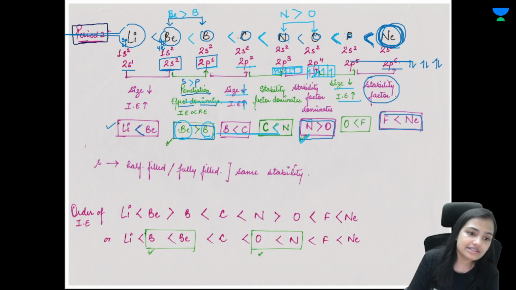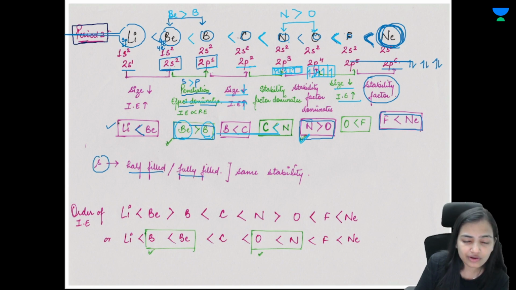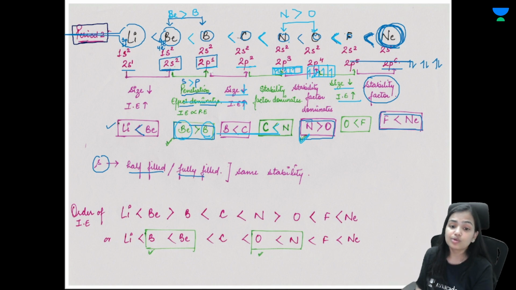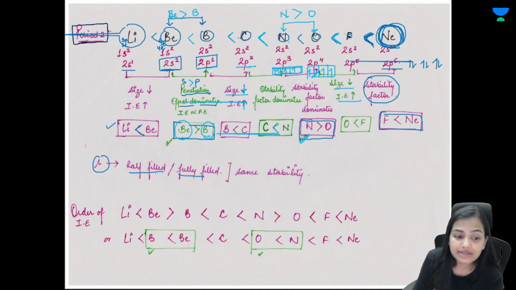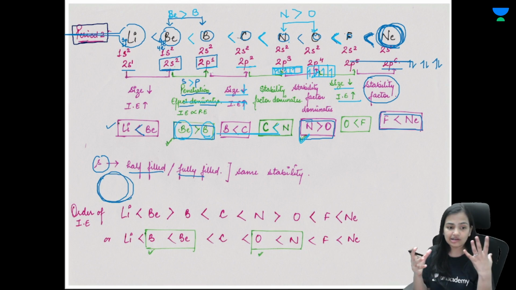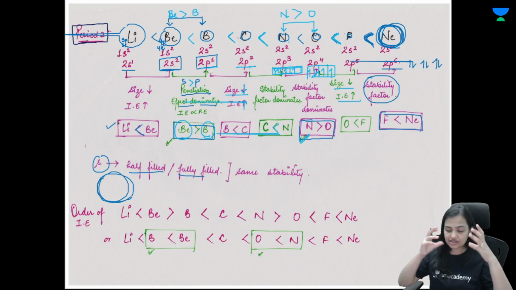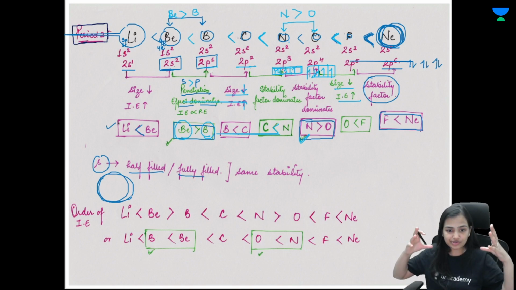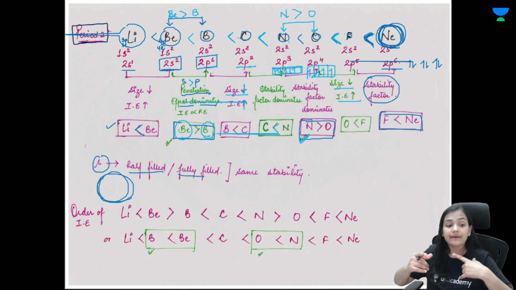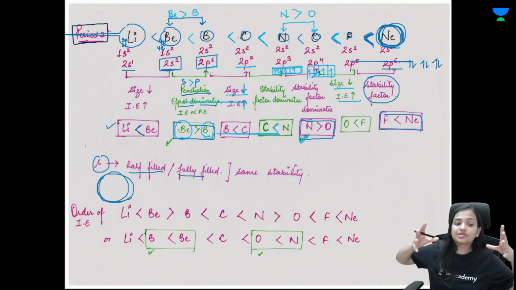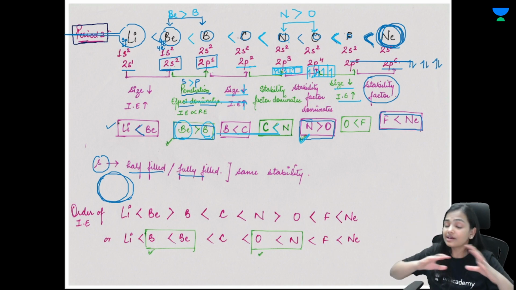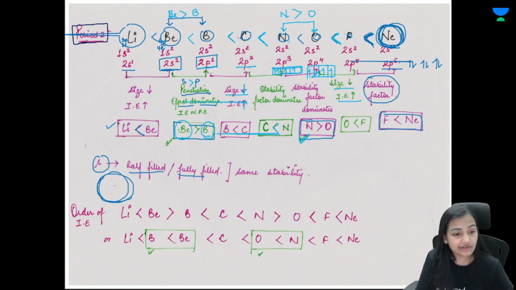Guys, if you would ask, ma'am, in the case of the s orbital, do we have the half filled or fully filled concept? No guys, s orbitals are basically spherical in shape. Spherical means a sphere, just like a ball. Just as in a ball the gas is equally distributed throughout, in a similar way the electrons are thoroughly distributed in the s orbital. So here there is no concept of half filled or fully filled. If one electron is there or two electrons are there, they have the same stability.